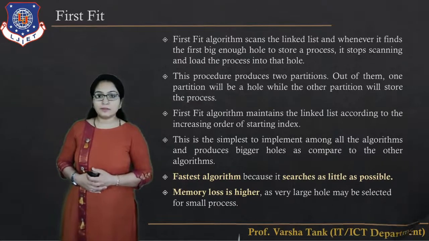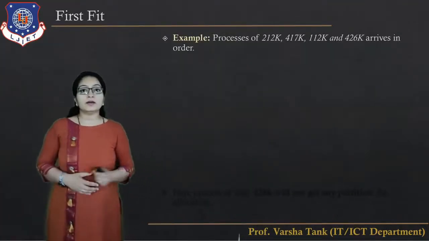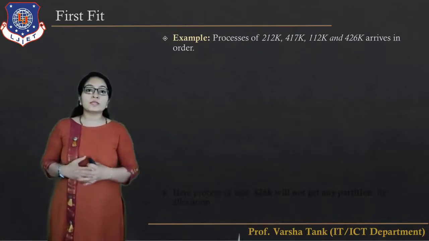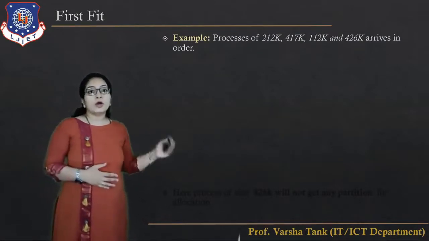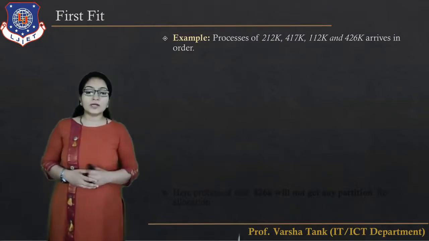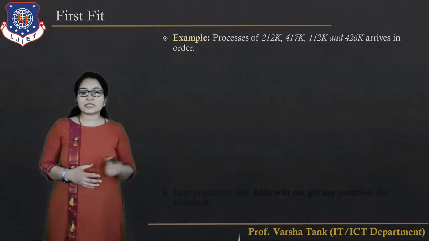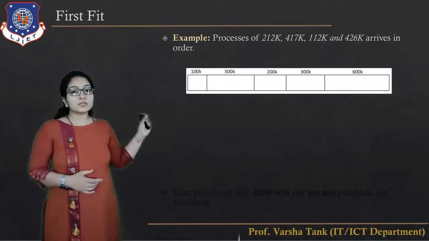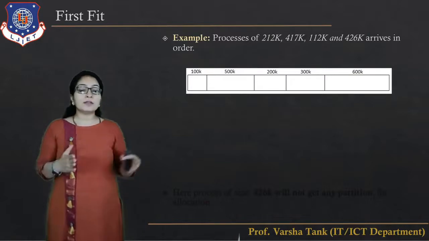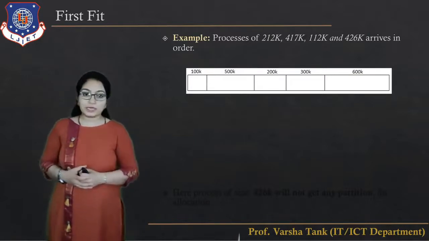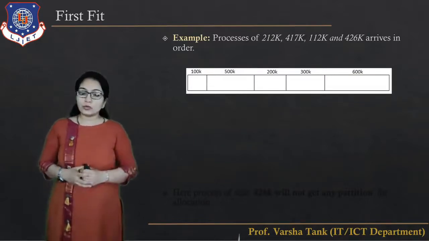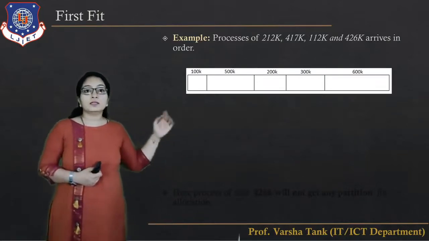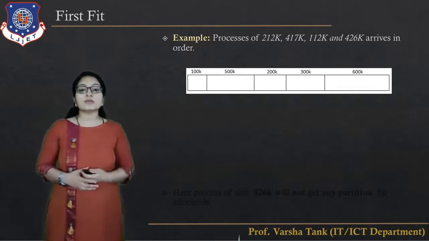Now let's see this example. The processes of 212K, 417K, 112K and 426K arrive in order. The same example we will follow for each and every type, so you will have a better idea. This will be given in the exam. The free slots given are 100K, 500K, 200K, 300K, and 600K partitions.